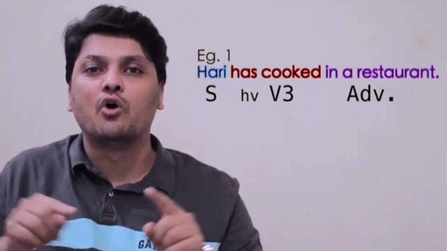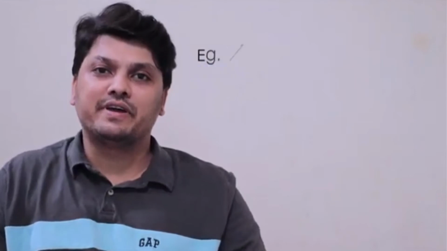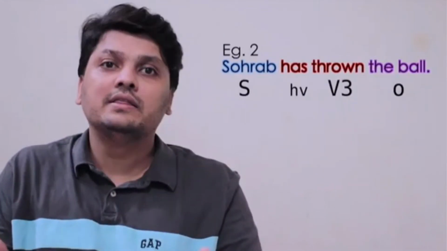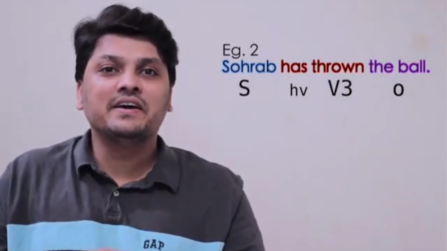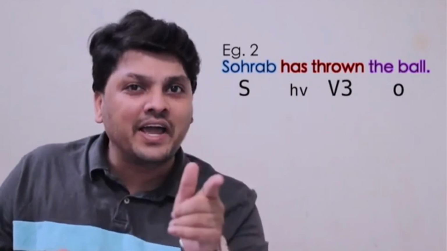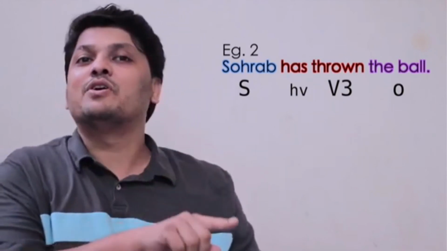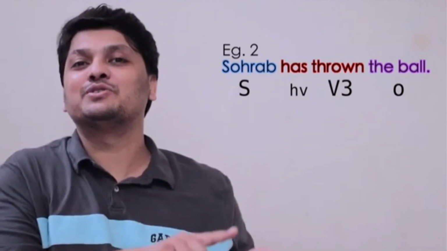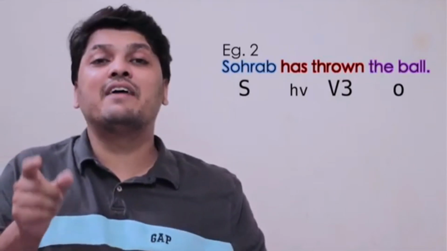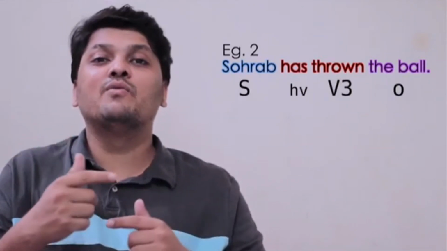So has cooked is present perfect. Saurabh has thrown the ball. So you can see here, thrown is a V3 form. Saurabh is singular, so has. Saurabh has thrown the ball. You can see I have used N to make the verb in past participle.